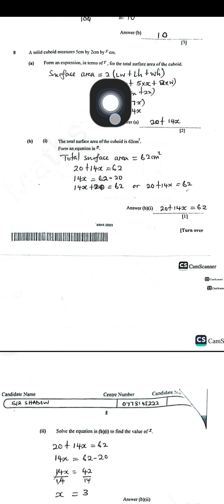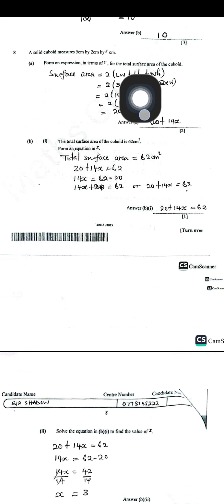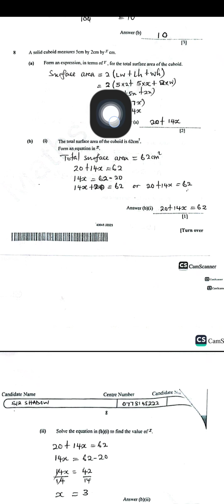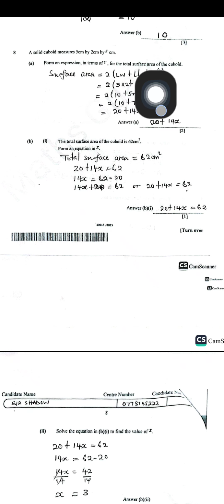In other words, you are saying 2 multiplied by length times width plus 2 multiplied by length times height plus 2 multiplied by width times height. But in other words, you might factor out 2, which is common. So this gives us 2 open bracket length times width plus length times height plus width times height.